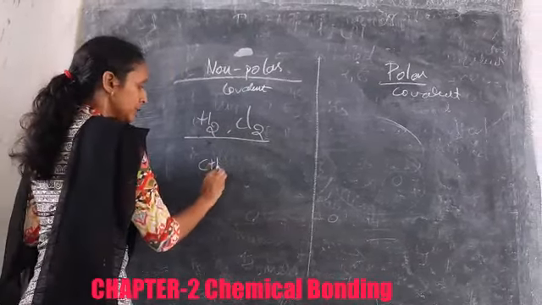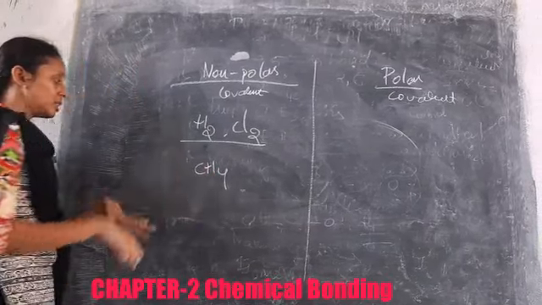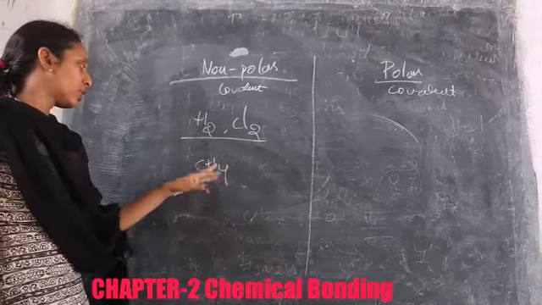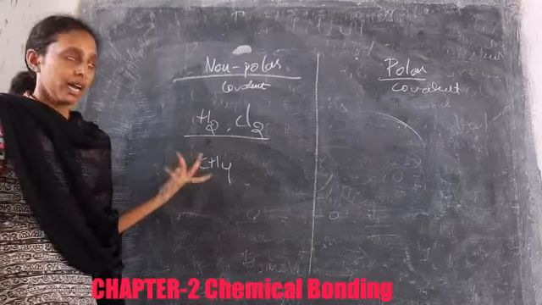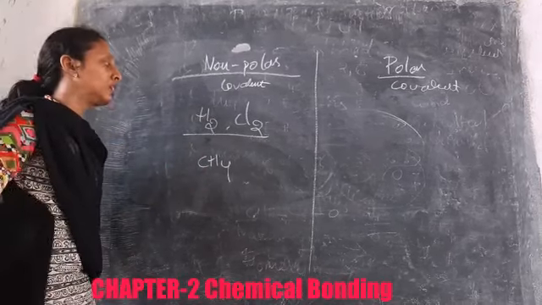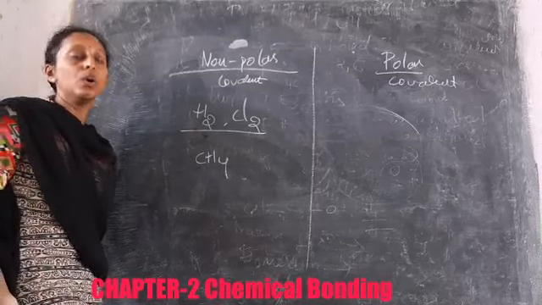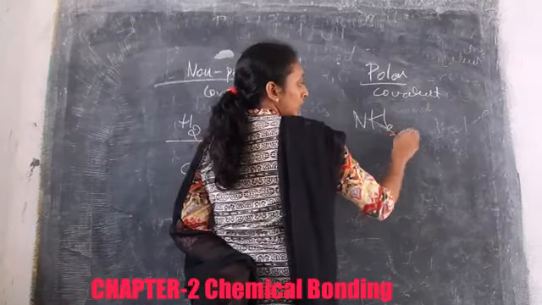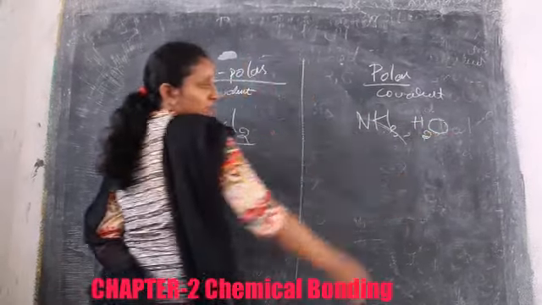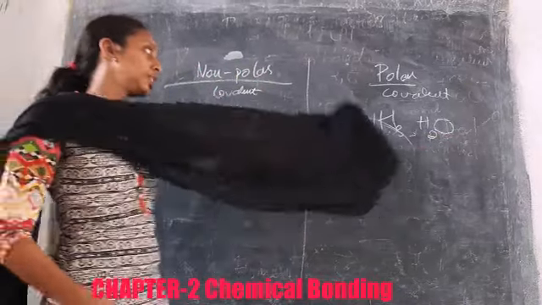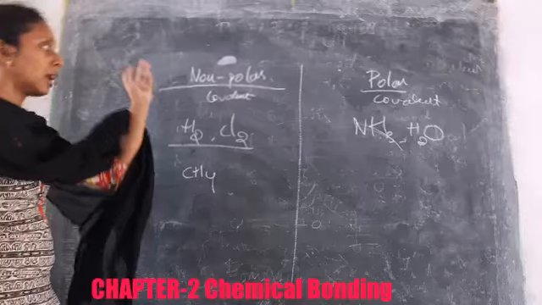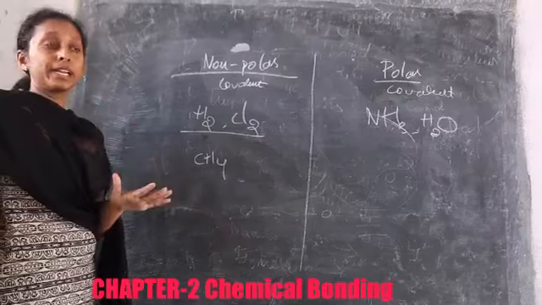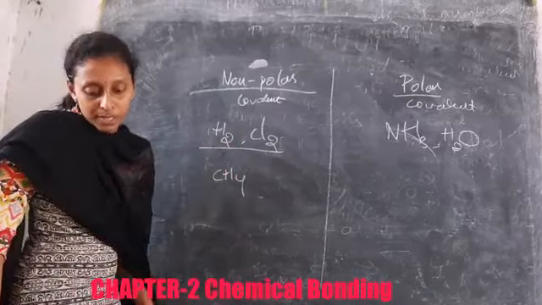An example is methane. This is also non-polar because the electronegativity between these two is very less, because carbon is not more electronegative than hydrogen. Very little it can be electronegative. So polar covalent bonds are those where the electronegativity has a value, for example ammonia, water, etc. Since oxygen is more electronegative than hydrogen and nitrogen is more electronegative than hydrogen, there is some electronegativity value in polar covalent bonds, and non-polar covalent bonds have no electronegativity values between the two atoms.